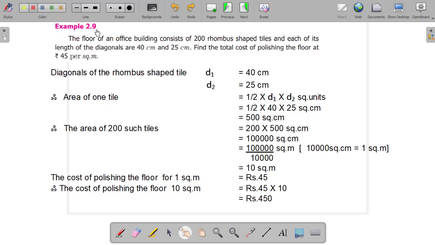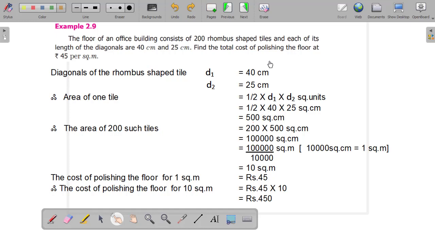Example 2.9. The floor of an office building consists of 200 rhombus shaped tiles and the lengths of the diagonals of each are 40 centimeter and 25 centimeter. Find the total cost of polishing the floor at rupees 45 per square meter. What is asked in this question? We have to find out the total cost of polishing the floor.